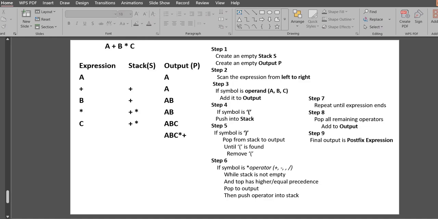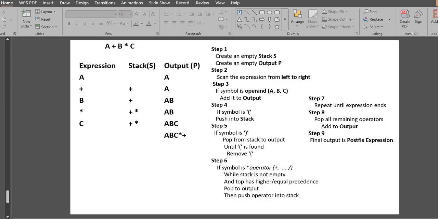So to convert infix to postfix, we use stack. So stack helps us manage operators based on their priorities. Operands go directly to output, but operators are handled using stack.